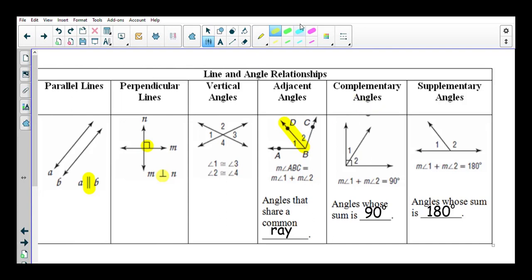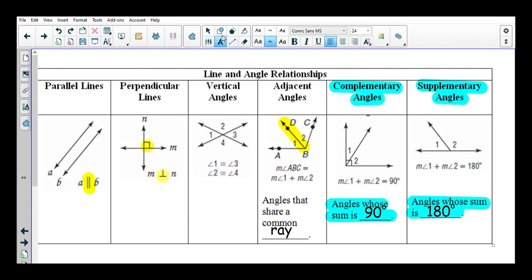Now the two that students tend to mix up the most are complementary angles and supplementary angles, and you need to know these. So complementary angles are angles whose sum is 90 degrees, so they add up to 90 degrees. They could be adjacent, but they don't have to be adjacent. They could just be two angles that add up to 90 degrees. Supplementary angles are angles whose sum is 180 degrees.